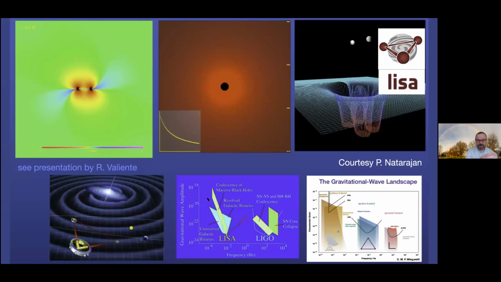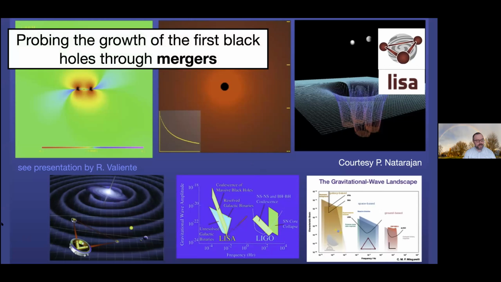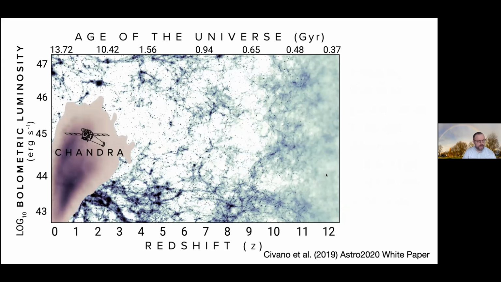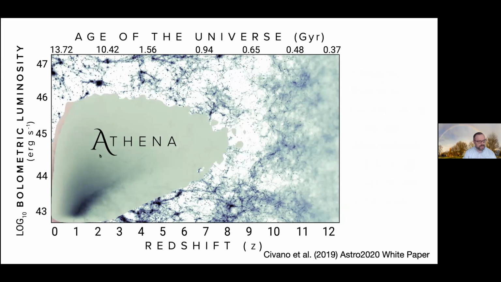And so I would be remiss if I didn't mention LISA. Obviously, LISA is impervious to obscuration by gas and dust. So mergers will be telling us a lot of really interesting things. But ultimately, we would really like to probe these objects via accretion. And deep X-ray surveys in the future are going to give us really interesting results for that. So this is from a white paper led by Francesca Civano and Nico Cappelluti and myself from last year.